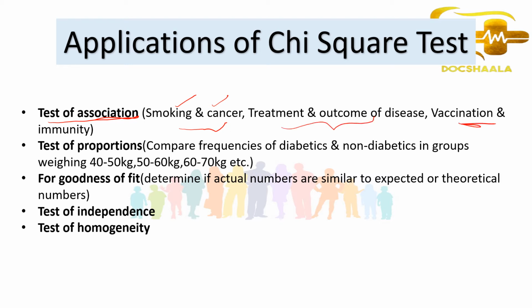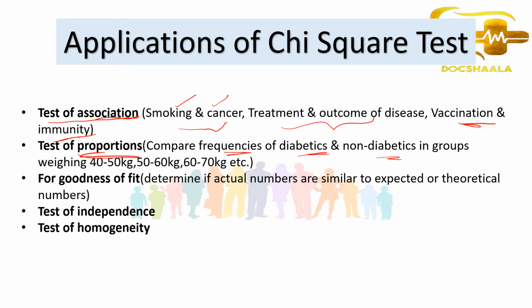Vaccination and immunity: how far they are associated, that is, how effective vaccination is in providing immunity. Such kinds of associations we can calculate with the chi-square test. And in the test of proportions, we compare frequencies, like those of diabetics and non-diabetics.